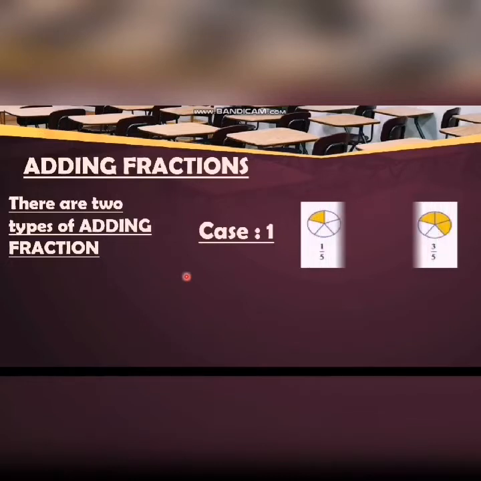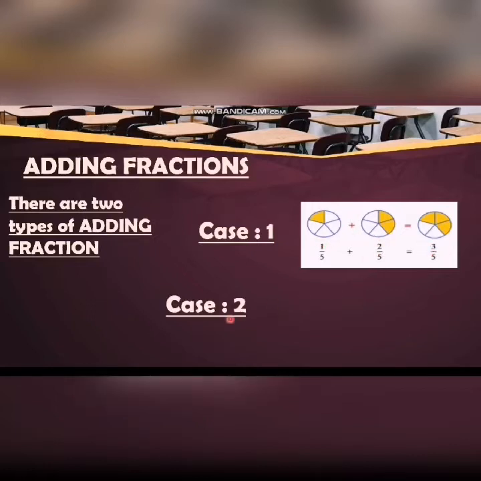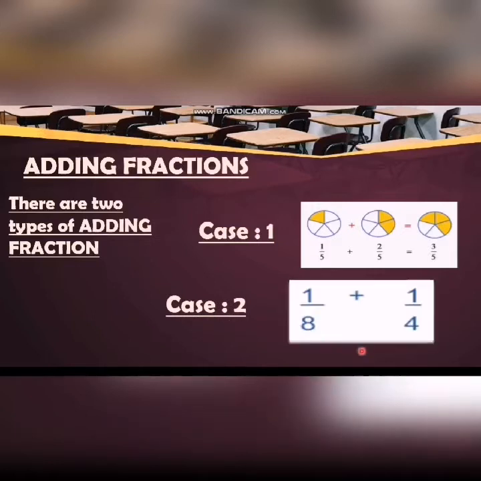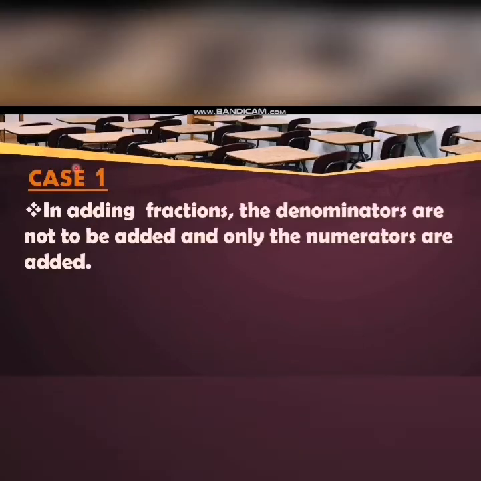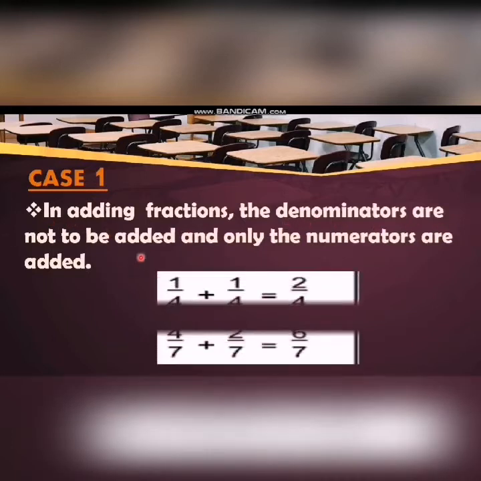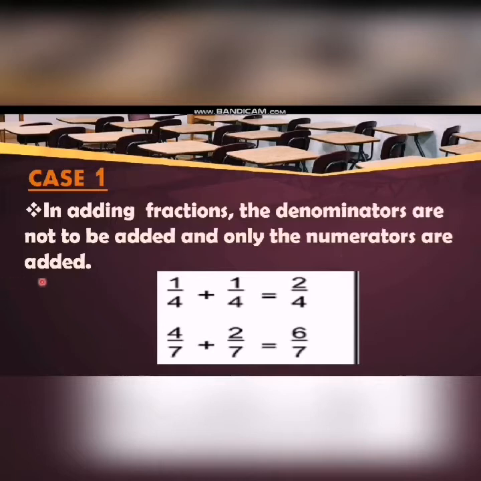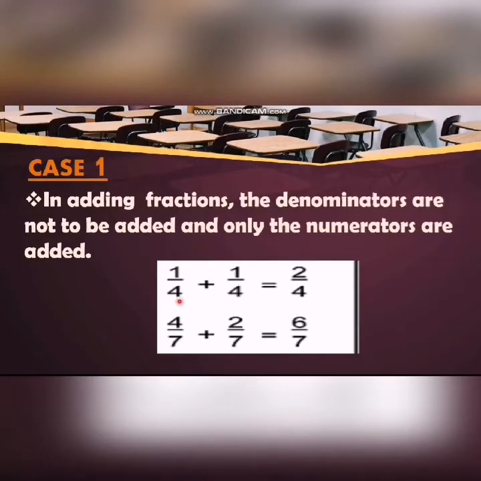There are two cases. The first case is if both the denominators are the same. We have two fractions and their denominators are the same, so we just add the numerators. In case 2, we have different denominators and we want to add the fractions. There is a procedure. The first case is solved like this. In adding fractions, the denominators are not added. Only the numerators are added.